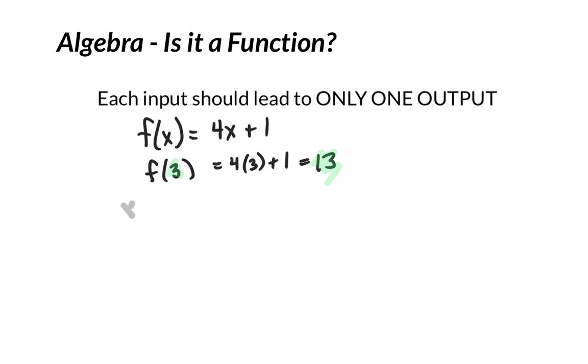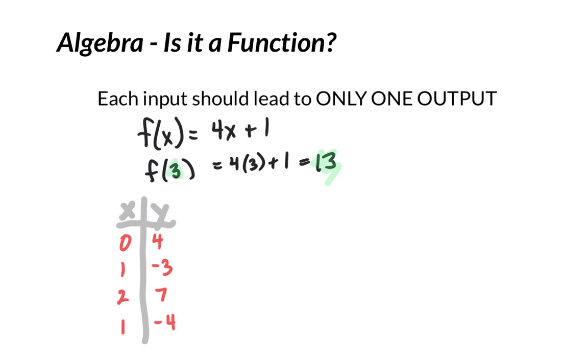Let's say we were given a table of values, x's and y's, like that. And we said, okay, when x is 0, y is 4. When x is 1, y is negative 3. When x is 2, y is 7. When x is 1, negative 4.